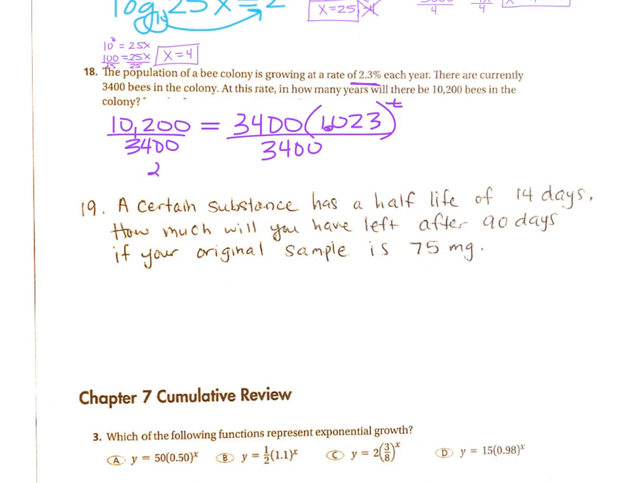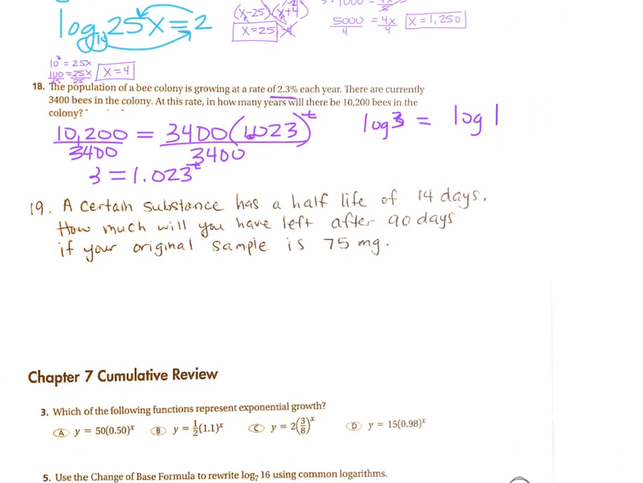So we get 3 equals 1.023 to the t power. And now this, we're going to write in logarithmic form. So if I take the log of both sides, it would be log 3 equals the log of 1.023, and then there's this t here, but remember when it's an exponent, we're going to move it out in front of it all, so I'm going to put the t here and ditch it over here.